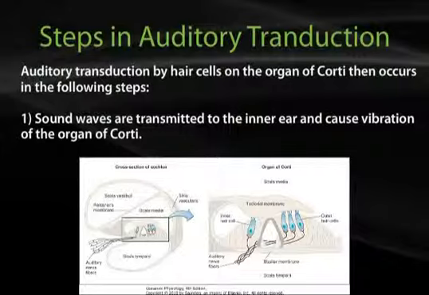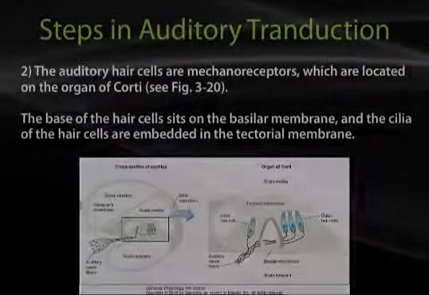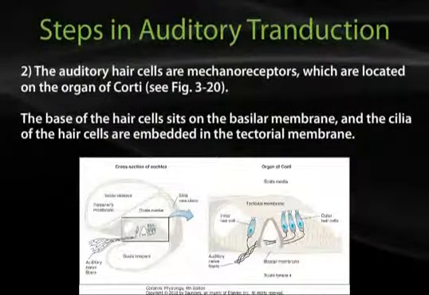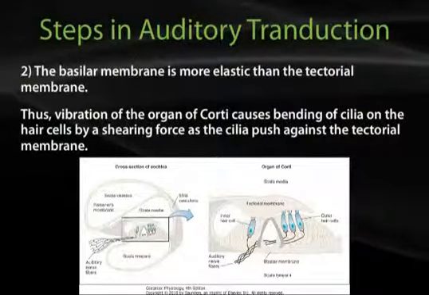Sound waves are transmitted to the inner ear and cause vibration of the organ of Corti. Hair cells are mechanoreceptors which are located on the organ of Corti. The base of the hair cells sits on the basilar membrane and the cilia of the hair cells are embedded in the tectorial membrane. The basilar membrane is more elastic than the tectorial membrane. Thus, vibration of the organ of Corti causes bending of the cilia on the hair cells by a shearing force as the cilia push against the tectorial membrane.